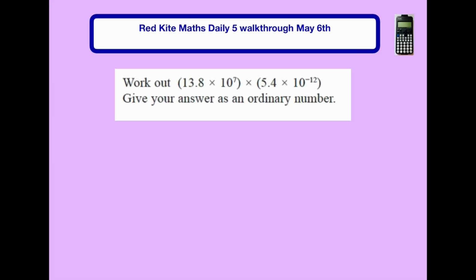Work out 13.8 times 10 to the power of 7 times by 5.4 times 10 to the power of minus 12. Give your answer as an ordinary number. So if we pop all of that into our calculators, because it's a calculator paper, we will get that. Now, that is an ordinary number. We don't need to do anything else. This is a gift of a question, because literally we use our calculator, we just do what the question says, and we have our answer. Perfect.